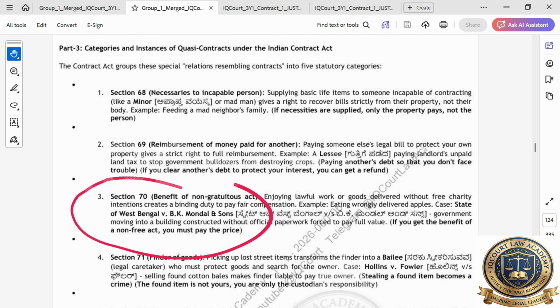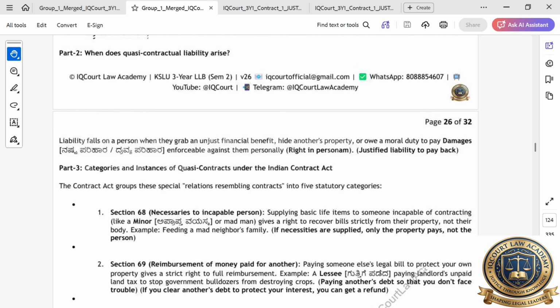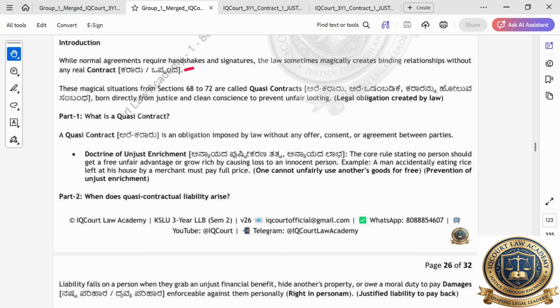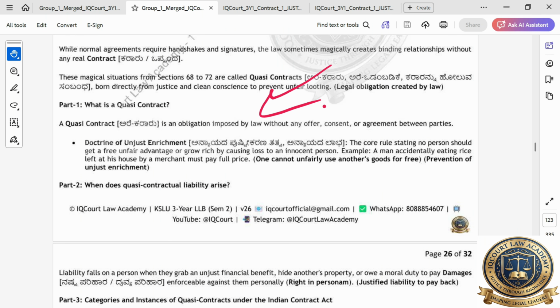Section 70, very, very important. 300% important. You will have to study this in 2nd sem, 3rd sem, 4th sem. Everywhere you will study this. If you are not able to understand, you just write this. Sections 68 to 72, you just start writing these. This is just obligations that arise by law, not by any offer.